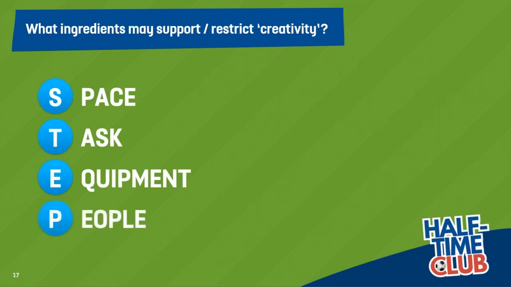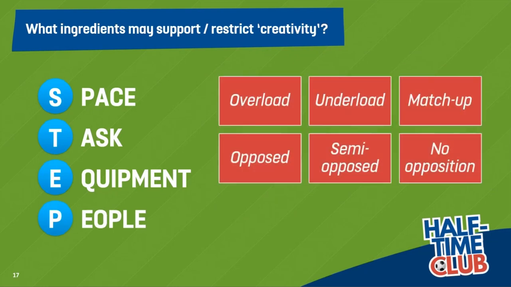So we'll look at people next. We've mentioned previously these sorts of things. You might have a team with an overload. You might have a team with an underload. You might decide to match them up, so you've got equal numbers of both teams. You might decide to go fully opposed, semi-opposed. You might say you can only intercept, not tackle. Or you might say no opposition at all.